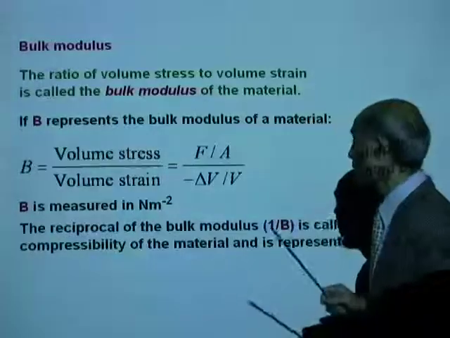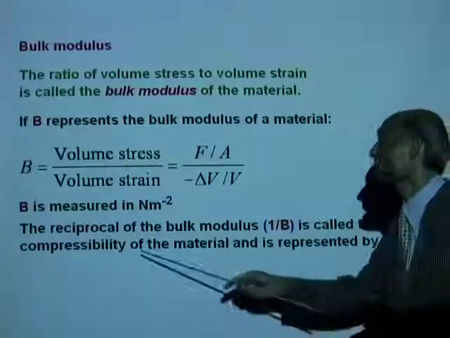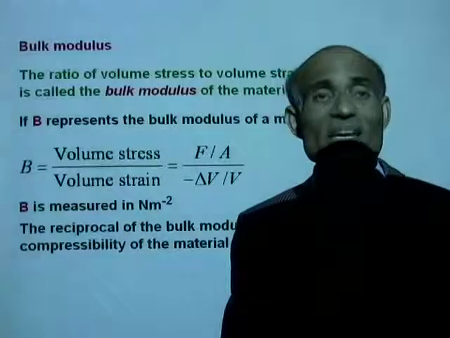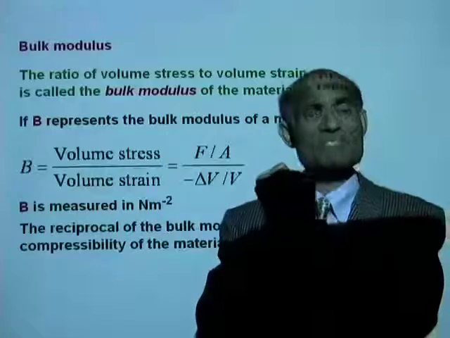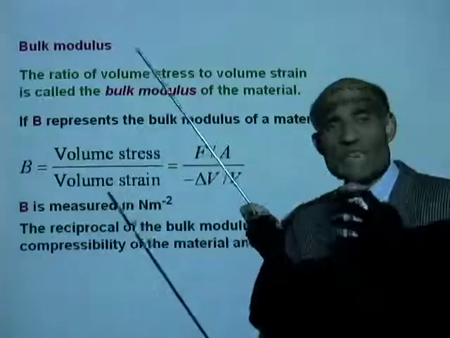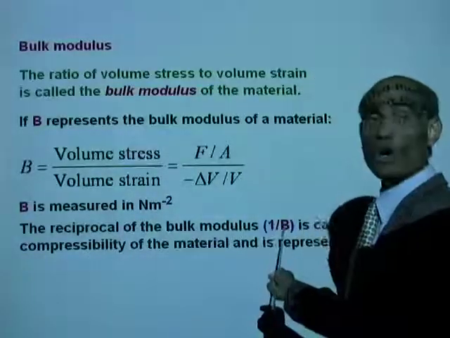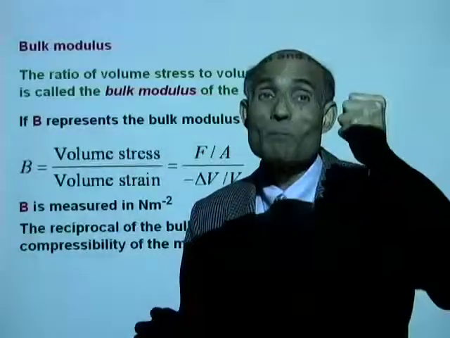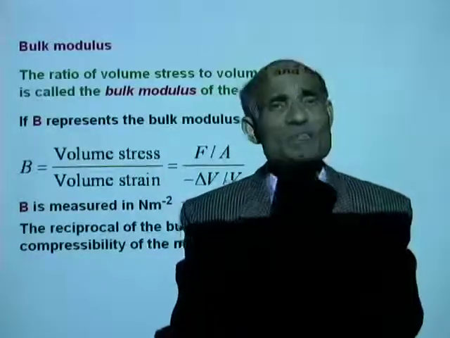The reciprocal of the bulk modulus, the quantity 1 over B, is called the compressibility of the material. How easily can you compress an object? The compressibility of a material tells you how easily it can be compressed. And that is the reciprocal of the bulk modulus. What does that mean? It means greater the bulk modulus, greater will be the difficulty to compress it.